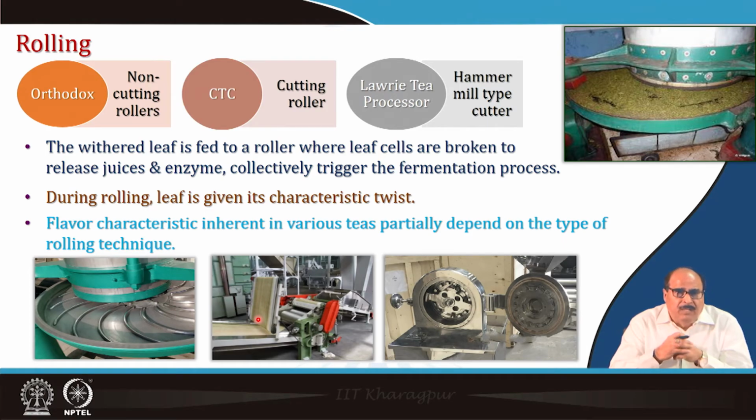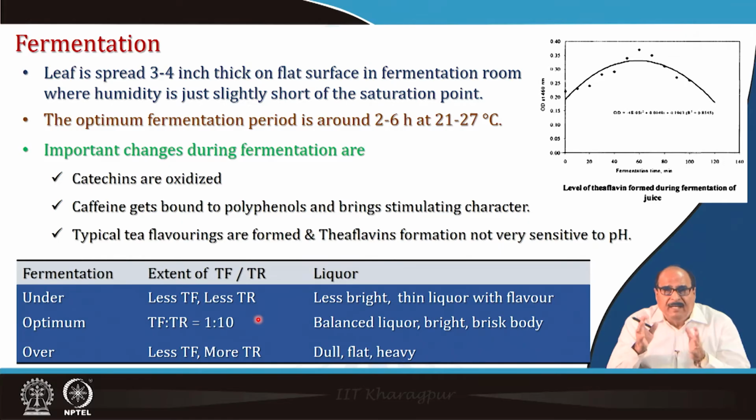During rolling, the leaf is given its characteristic twist, and the flavor characteristics inherent in various teas particularly depend on the type of rolling technique. As I told you, orthodox rollers are best known for their flavoring characteristics worldwide. Then the next step is fermentation, that is, the rolled leaves are given sufficient time for action of the enzyme.